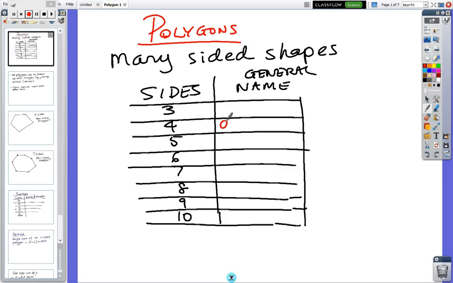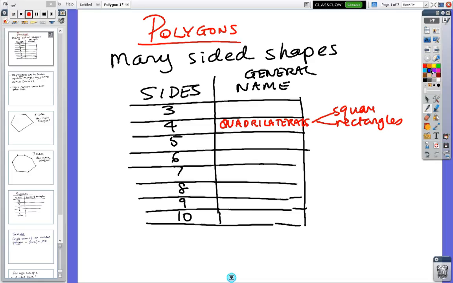A four-sided figure, they're called quadrilaterals. Okay? So if you're thinking of squares and rectangles, they're examples, but they're not the family. The family is called quadrilateral. So can you just fill in the table as much as you can, and when you're ready, come back live.